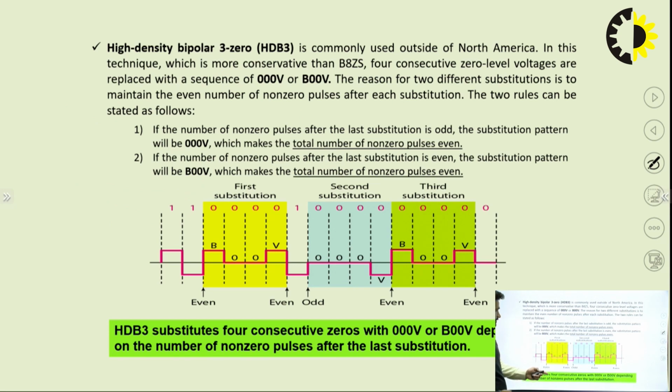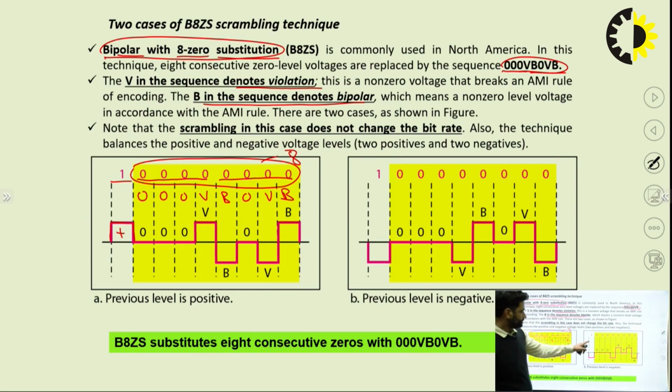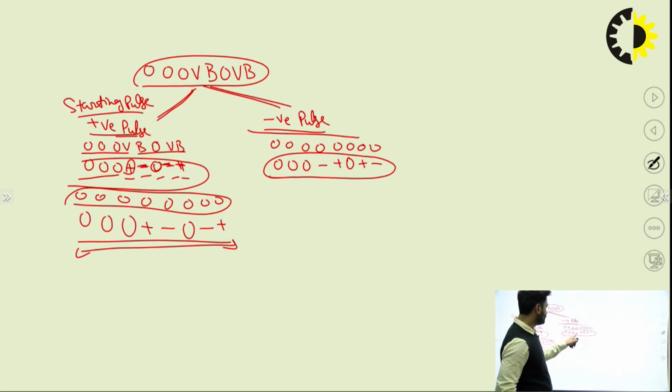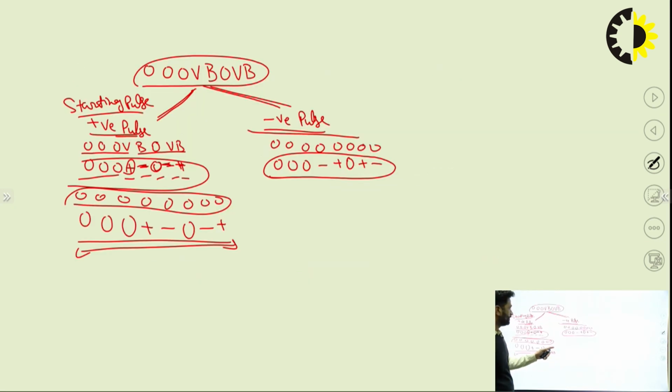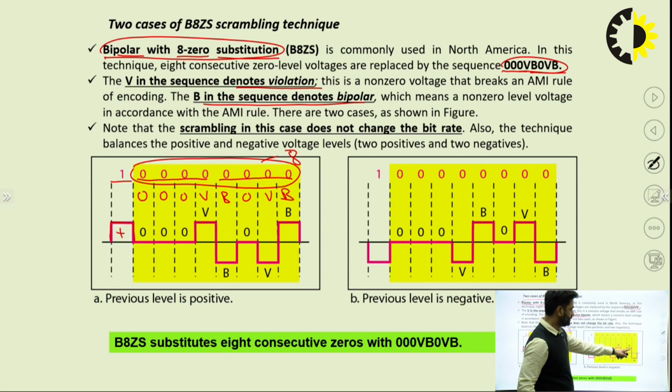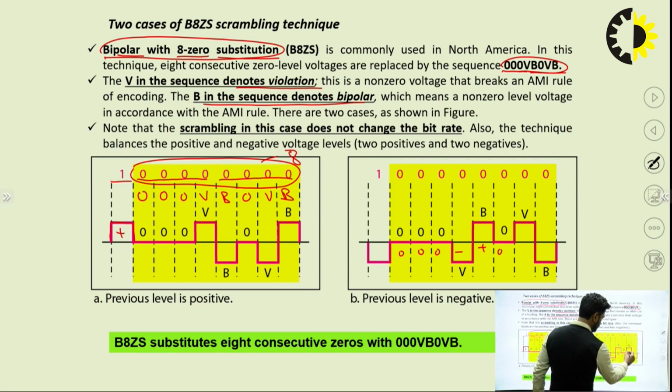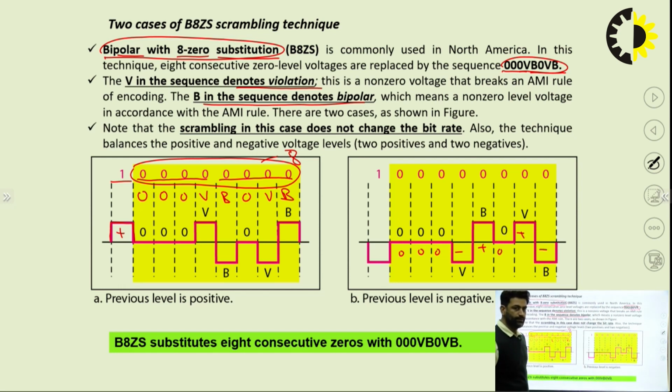See in this next example, when the previous voltage is negative, then it will be replaced by 0 0 0 negative positive 0 positive negative. Always remember whether the starting pulse we have taken is negative or positive. That is our bipolar 8-zero substitution.